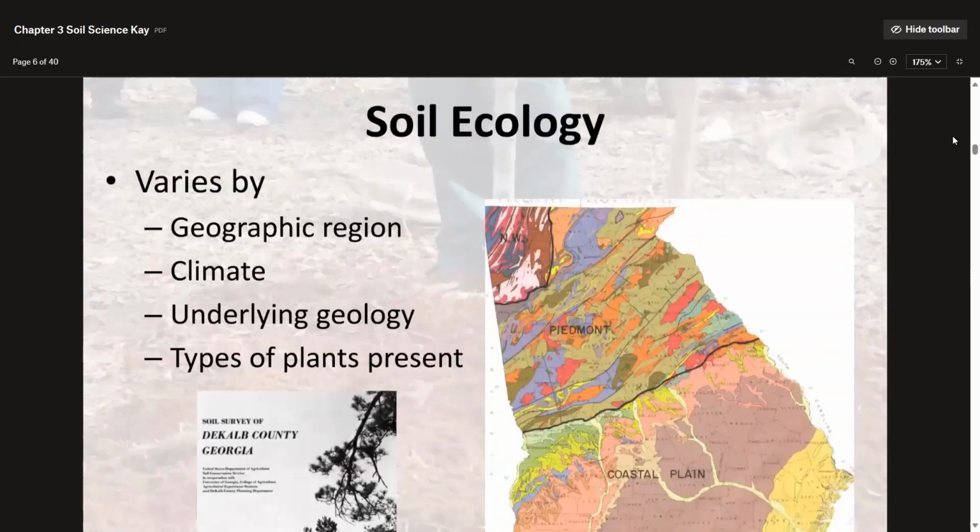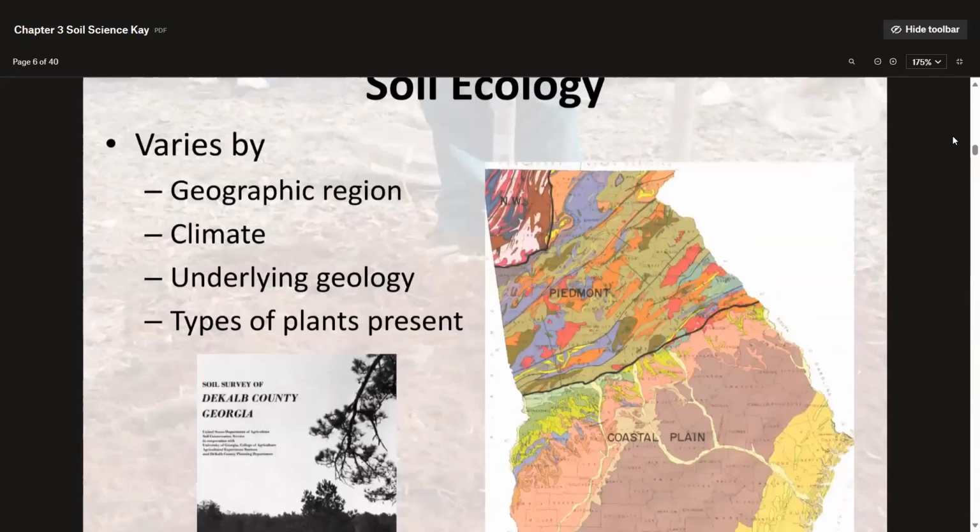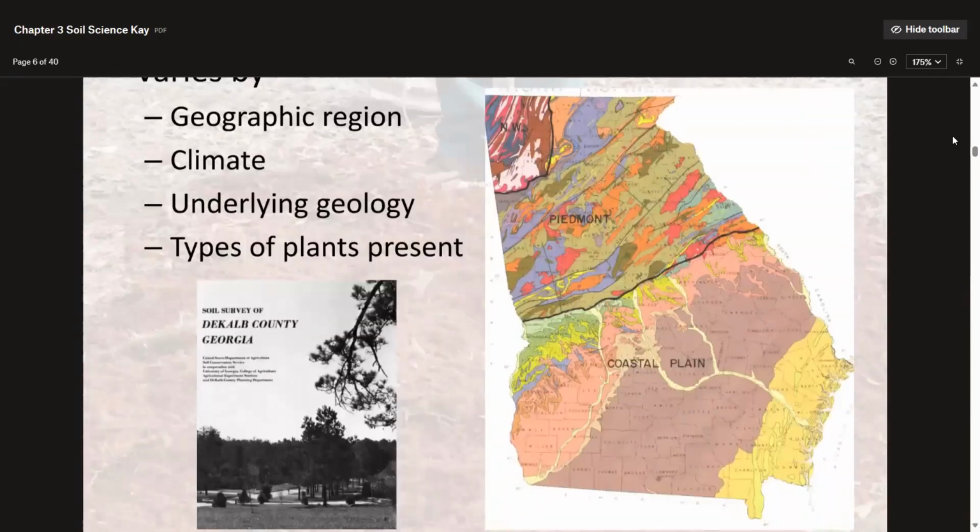Your soil ecology varies by your geographic location, your climate, your underlying geology, and the types of plants that are present. Okay? Each area is going to have a soil survey. All right, this is the one from our region, which is DeKalb County. Most of the counties in Georgia have a soil survey, and it kind of tells you what it is. So in the northwest corner, we have a lot of rock. The Piedmont area, we've got clays, sand, loam, you name it, rock.